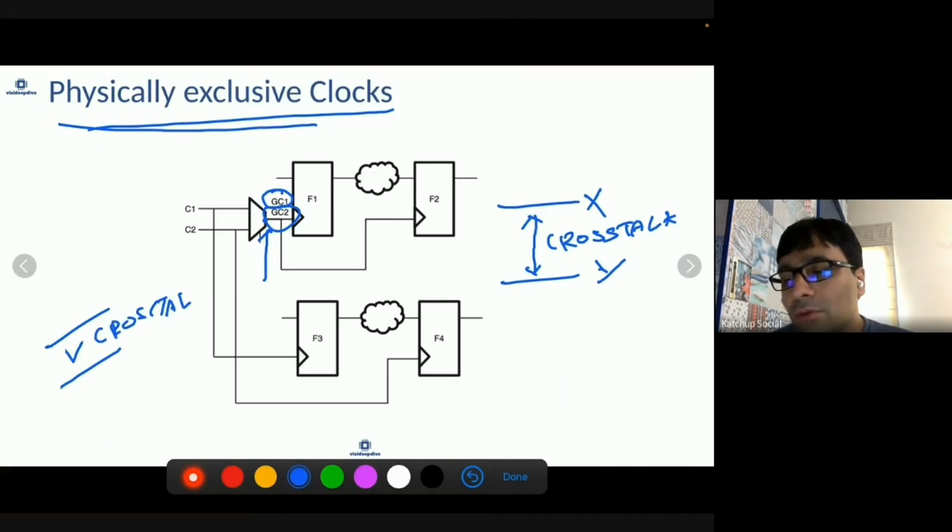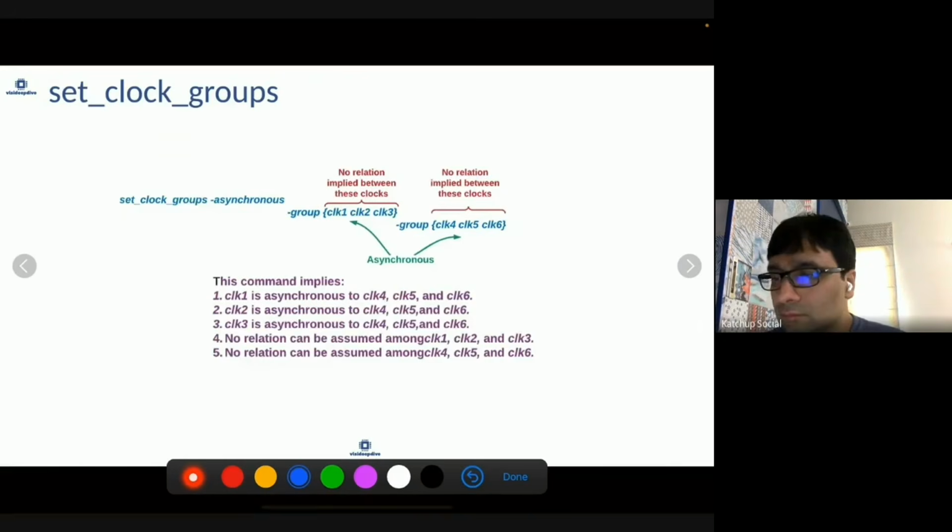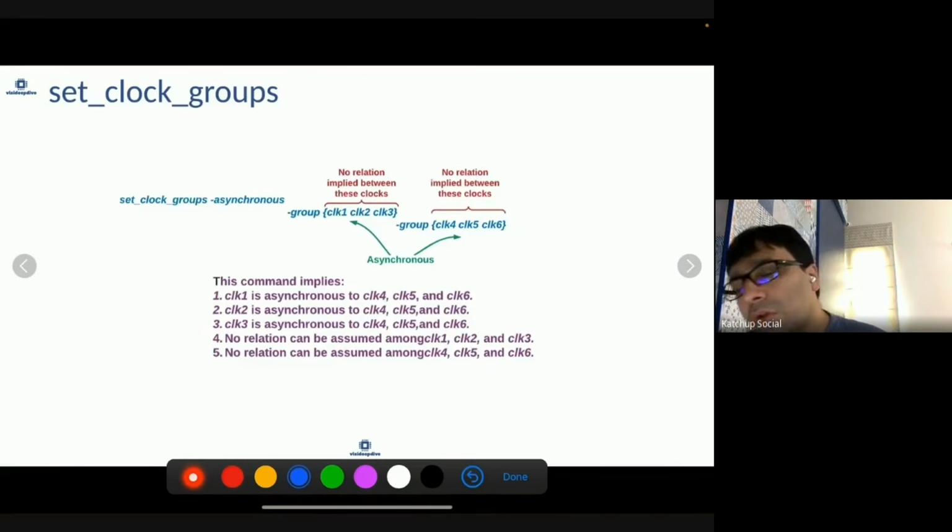So it impacts when you do crosstalk calculation. But from a timing point of view, timing checks won't be done between those two clocks. Logically exclusive clocks can have crosstalk, physically exclusive clocks cannot have crosstalk. So how do you define certain clocks to be asynchronous, logically exclusive, and physically exclusive?